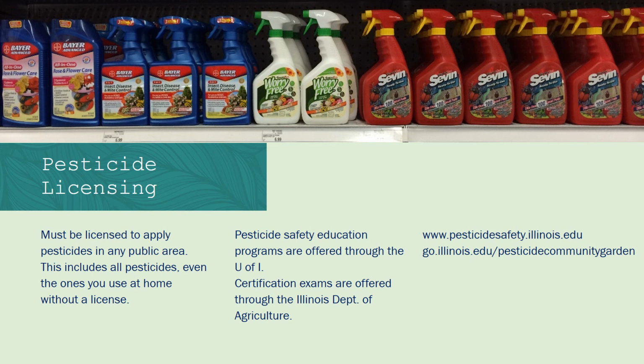www.pesticidesafety.illinois.edu to purchase training materials and view training and testing schedules. There you will also find a link to the Illinois Department of Agriculture website for more information on pesticide licensing in Illinois. For a fact sheet on making pesticide applications in school and community gardens, go to go.illinois.edu/pesticide community garden.